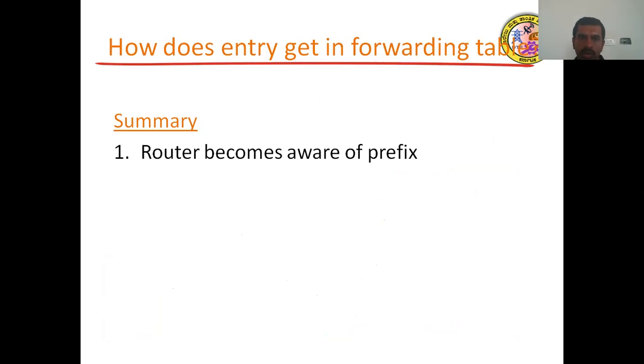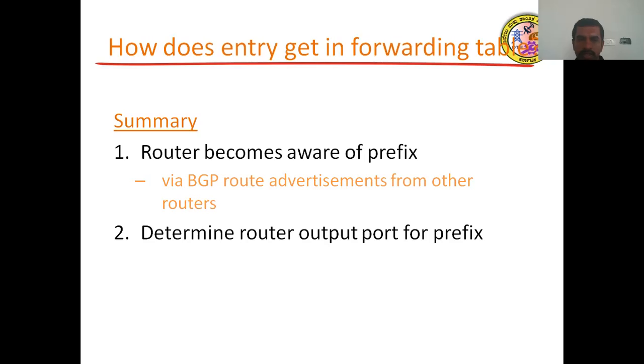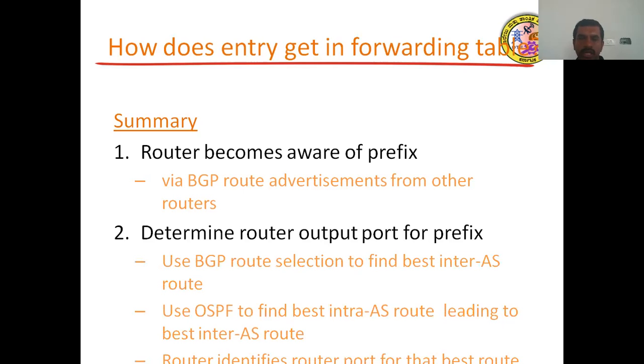Summary: the routers become aware of the prefix. How is this possible? Via BGP route advertisements from the other routers. Second, determine the router output port for the prefix. Use BGP route selection to find the best inter-AS route. Use OSPF to find the best intra-AS route leading to the best inter-AS route. The router identifies the router ports that are on the best route.